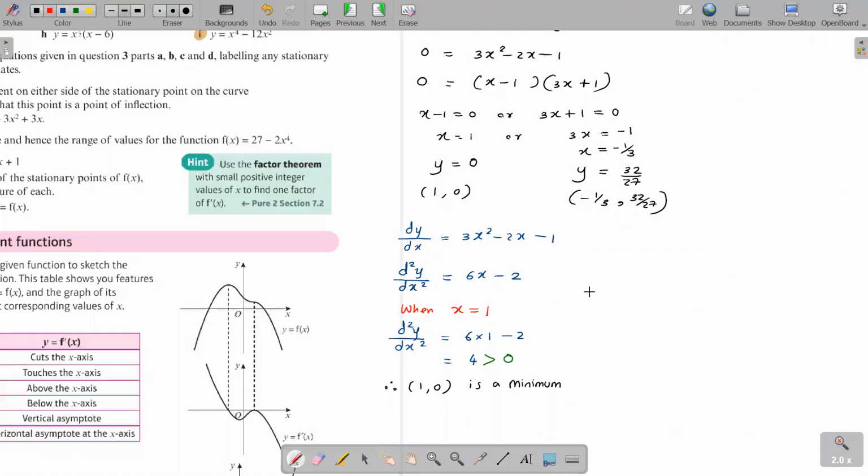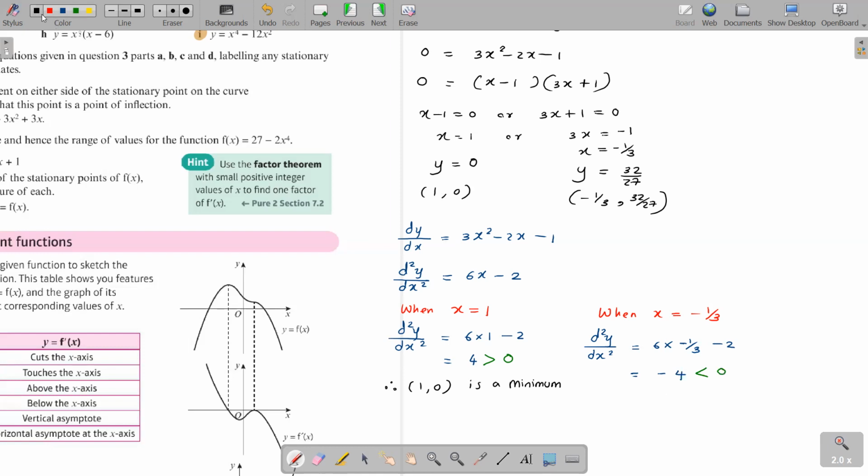And then you must also check the second derivative when x is minus 1 over 3. You have to check for both points. So the second derivative d square y by dx square is 6 times minus 1 over 3, minus 2. 6 into minus 1 over 3 is minus 2, and minus 2 minus 2 is minus 4. You get minus 4, which is less than 0.